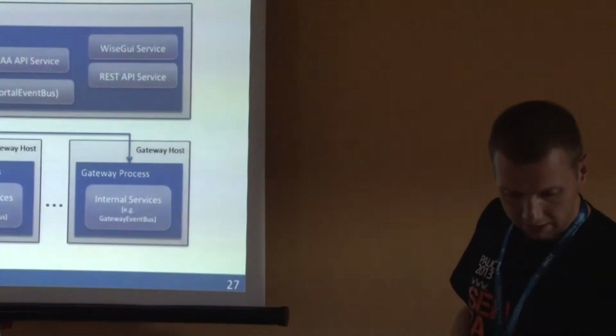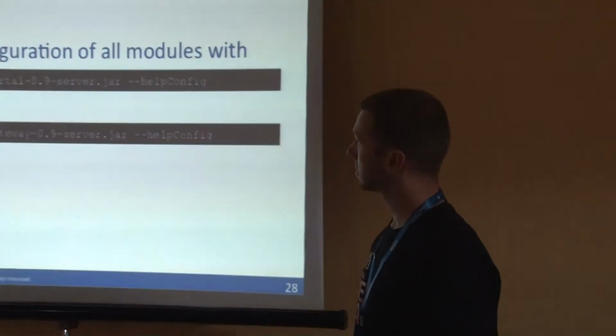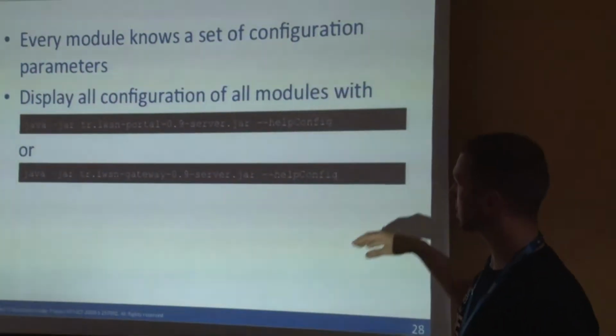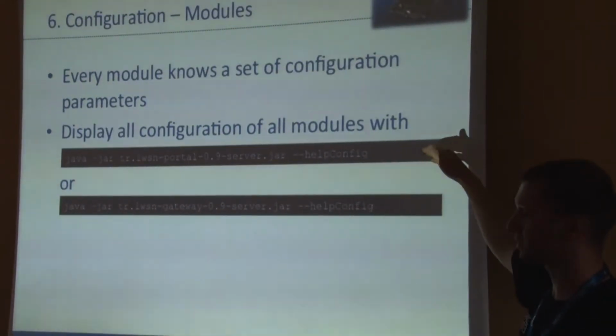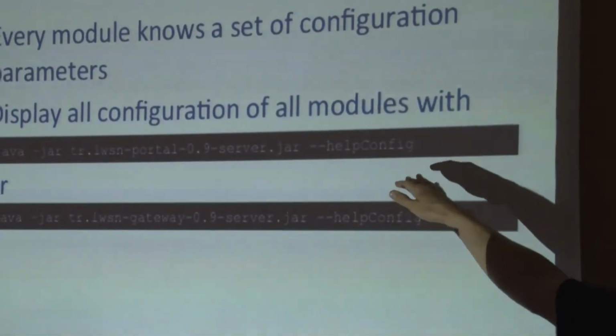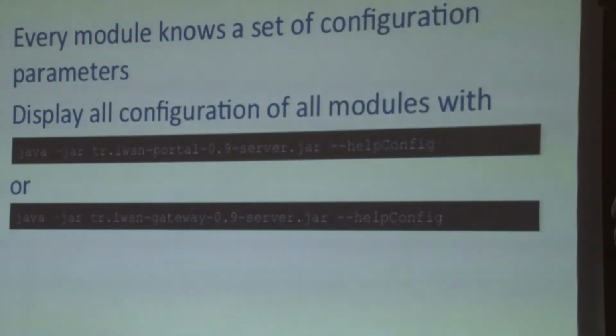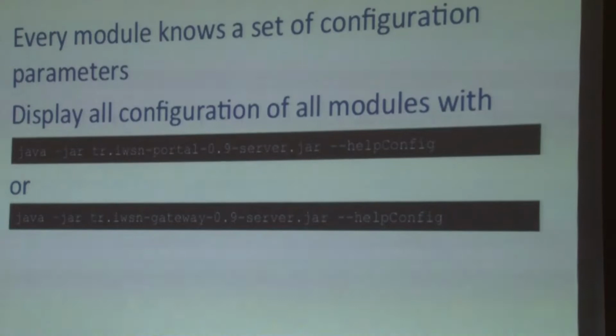But the idea basically is that every one of these modules knows a set of configuration parameters, and if you start the process, you can just pass the argument --help config, and you will get a sample configuration with documentation of what all the property values mean. So you need to set some configuration for every module.